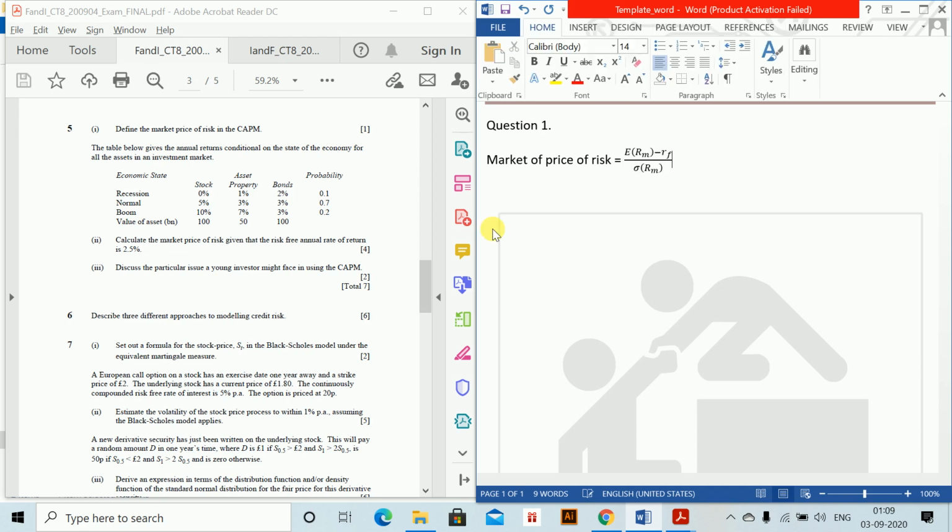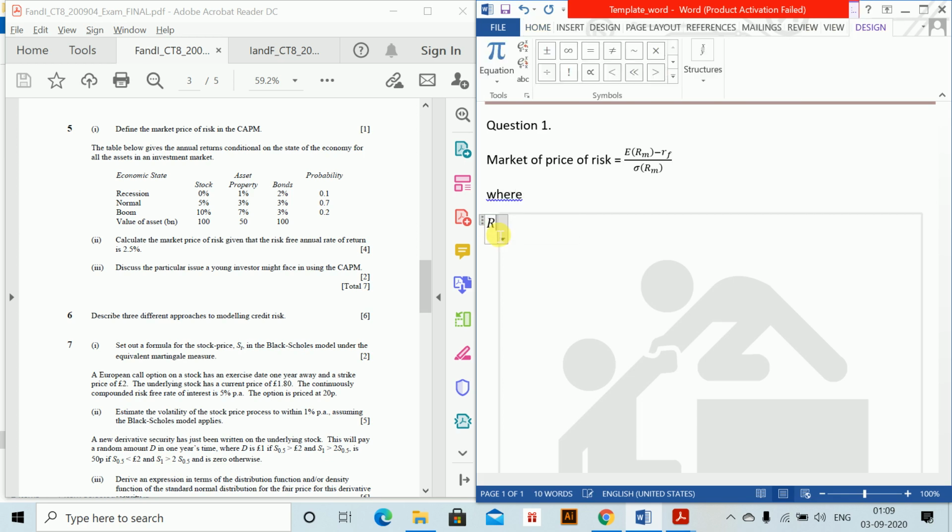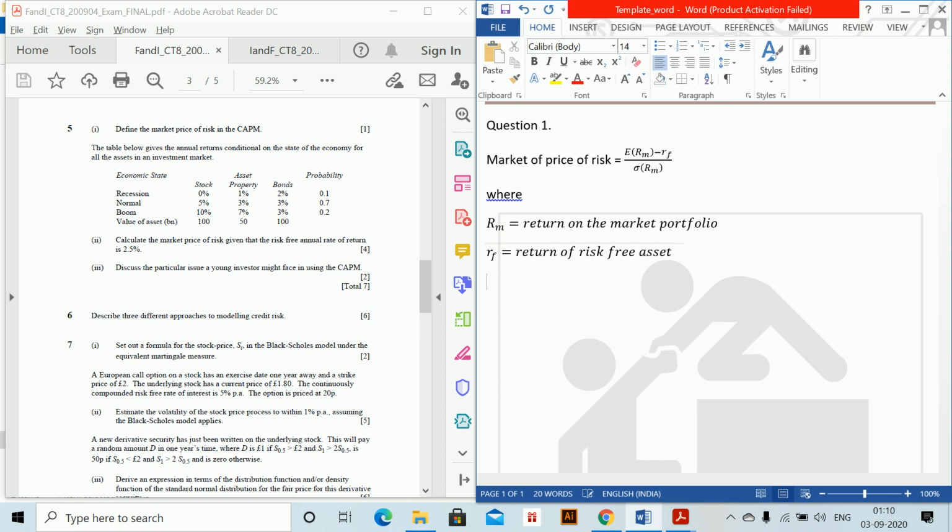Okay, so this is the market price of risk, where R_M is the return on the market portfolio and R_F, the small r_F, is the return on the risk-free asset. Okay, this was part 1.